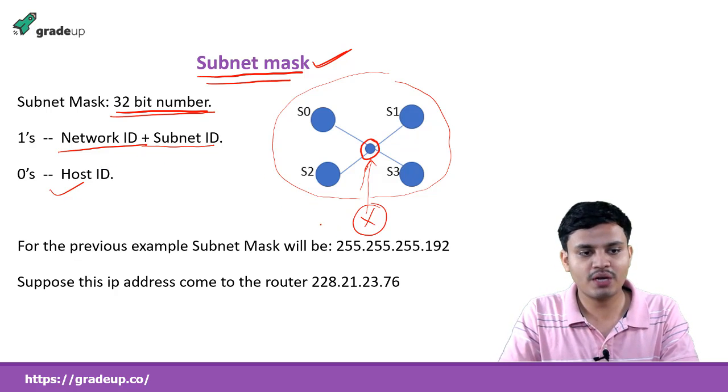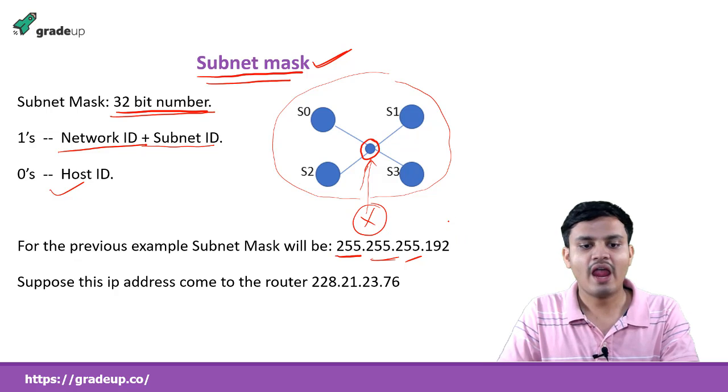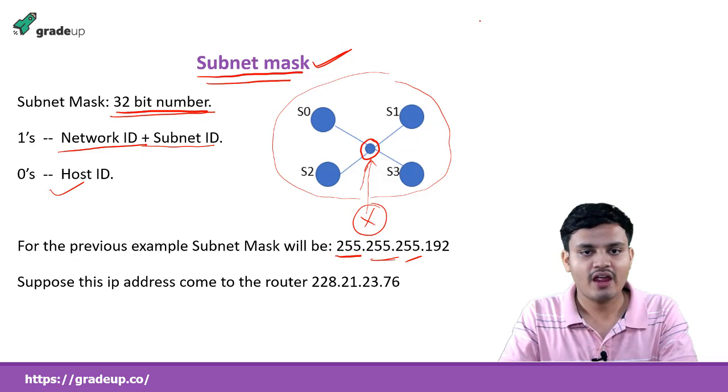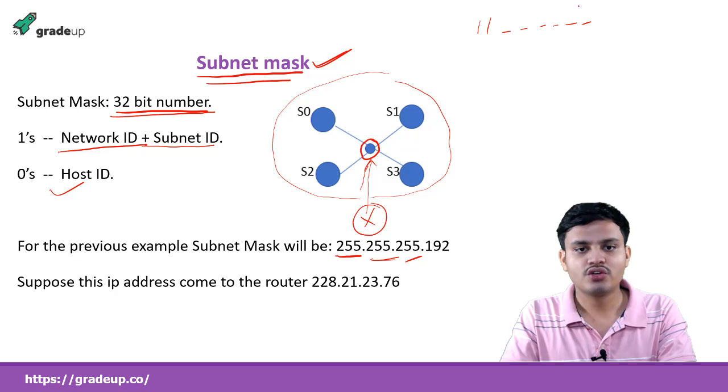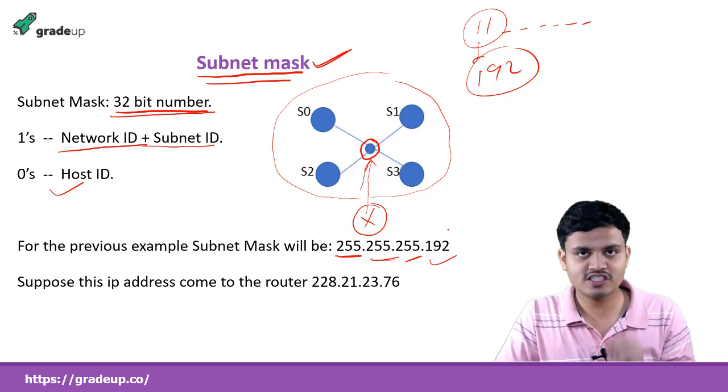So for the previous example, what is the subnet mask? For the first octet you will write all ones because it is the network ID and we are not going to change it. So 255, 255, 255. For all of these you will get 255, and we have used 2 more bits from the host ID. These 2 will count as 192 if you change it into decimal. So we will get 192. This is the subnet mask of the previous network.